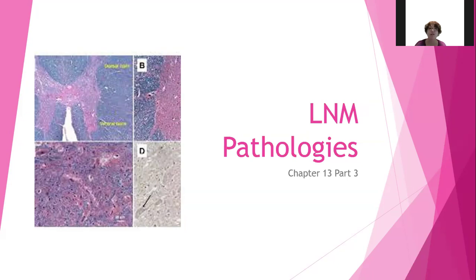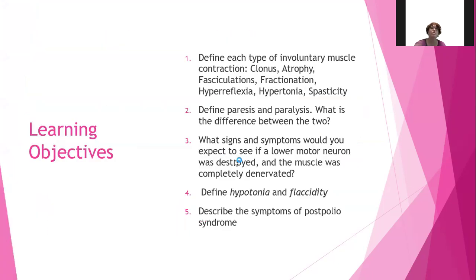Lower motor neuron pathologies. So the learning objectives: there's some crossover between the terminology of lower motor neuron and upper motor neuron. And so we'll talk about it in here and then we'll talk about it again in chapter 14. So repetition is good, it helps you learn it. So we're going to talk about involuntary muscle contractions and different pathological involuntary muscle contractions.